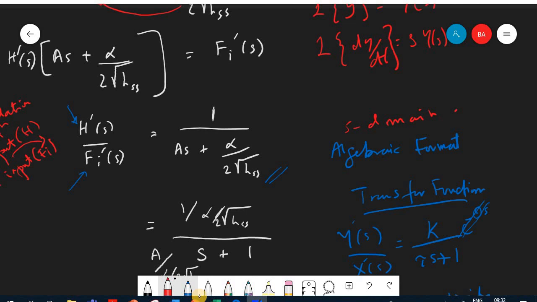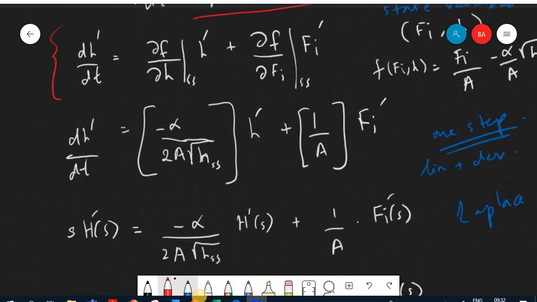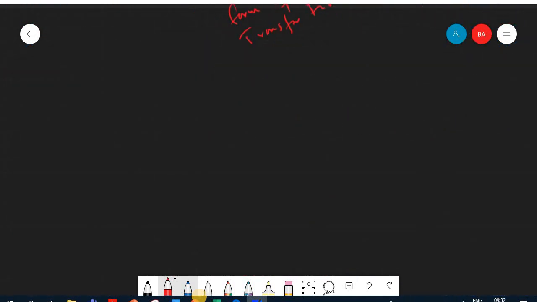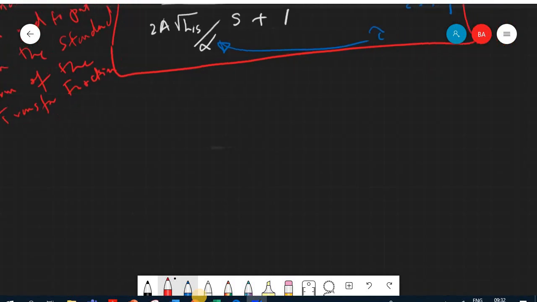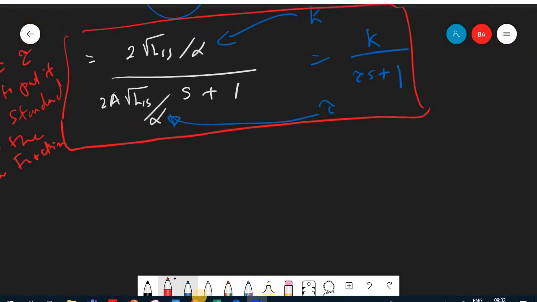This looks like 1 over s plus a, right? So if you just divide by this area, this looks like something I'm going to show you. We are going to solve this later, of course, but just for you to get happy with it and see, this looks like something like that, right?